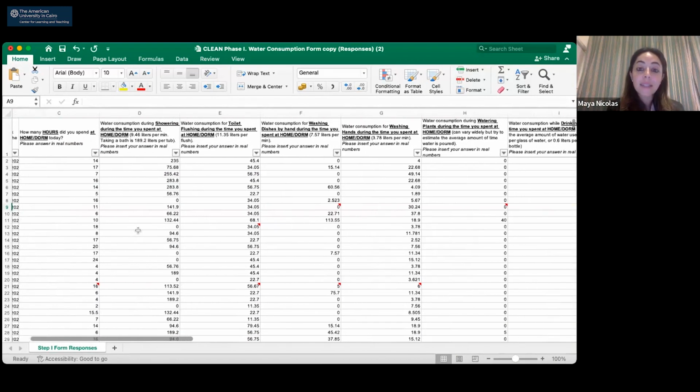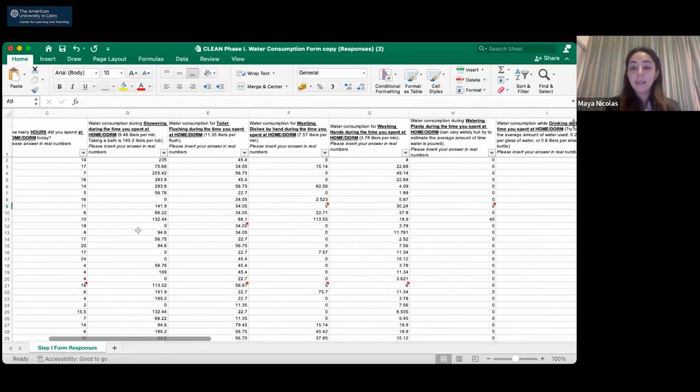The next step after collecting the data is that each student will focus on a variable of interest, something that drew their attention. For example, one student may compare the behavior of flushing the toilet at home compared to flushing the toilet in a restaurant or on campus. Can they draw any conclusions from the data of students at home versus on campus?